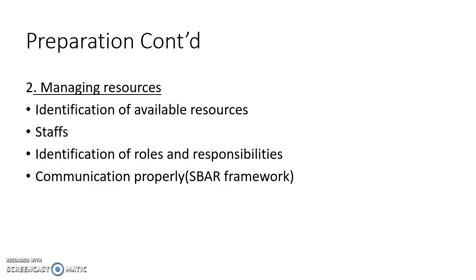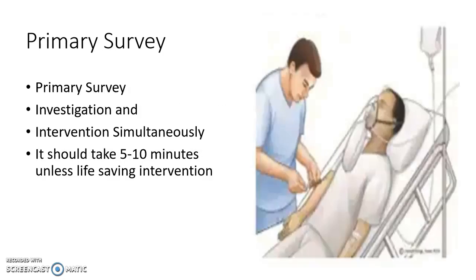The other thing is especially the staff. You have to know your staff and their capacity. You have to know identification of roles and responsibilities. You have to have division of labor and communicate properly. So this is important. Then the second one is primary survey.